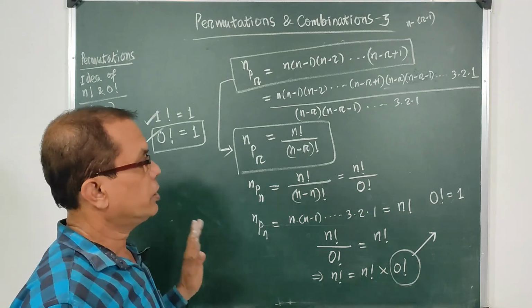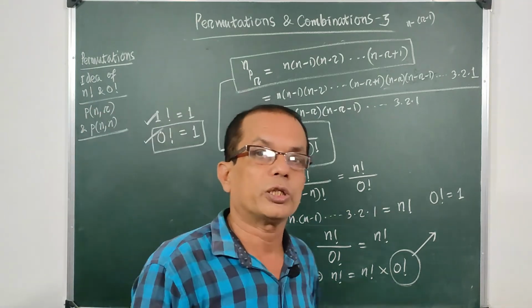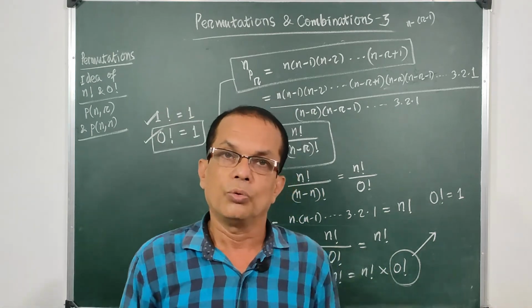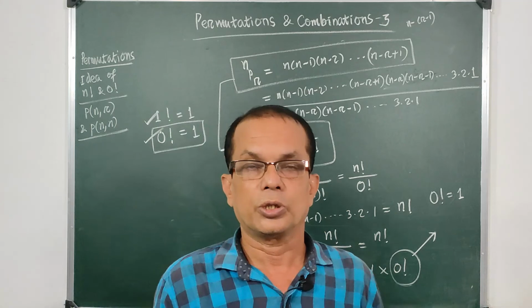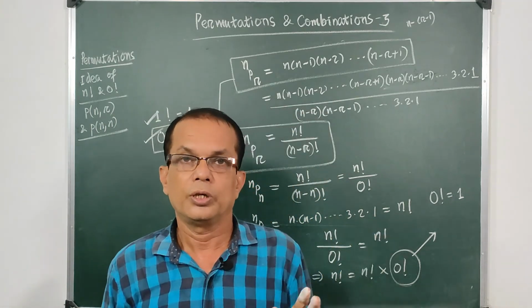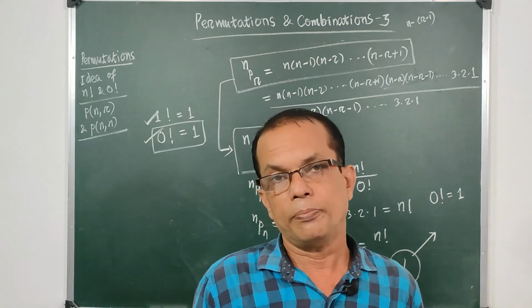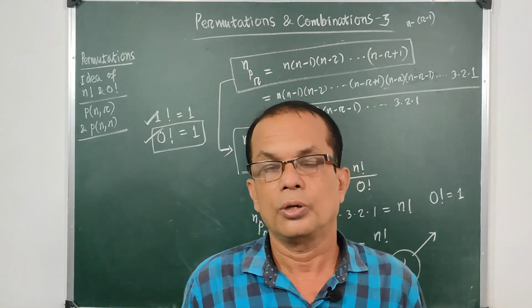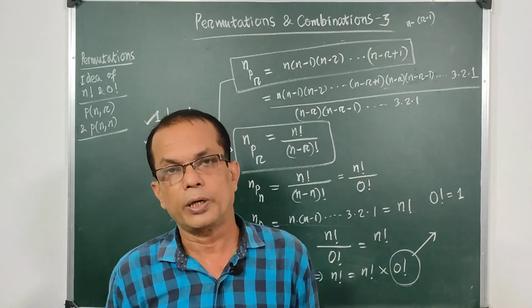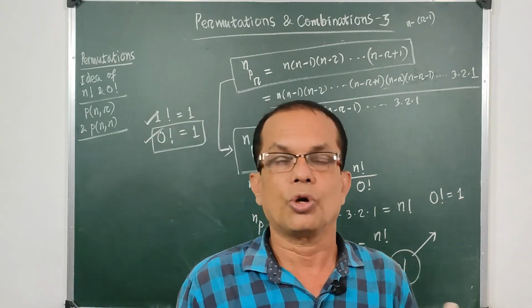all the formulae that the chapter permutation contains. So with these formulae we will solve the problems in the exercise in the next class. In this class we have already cleared how the formulae came, what is NPR, what is NPN, what is 0 factorial, what is 1 factorial, what is n factorial, and how these things come into being.